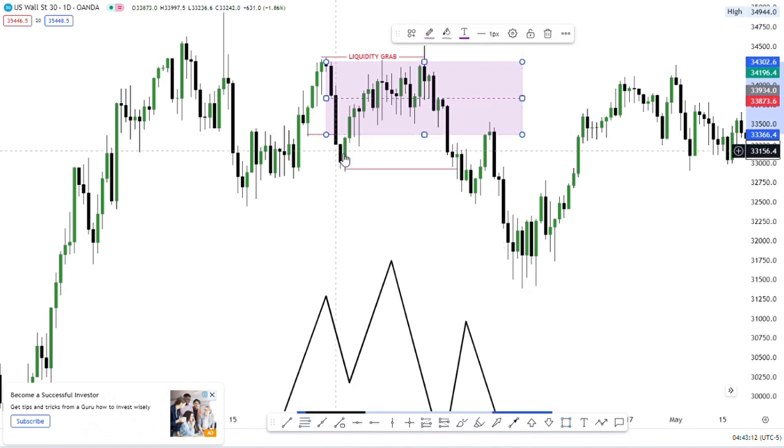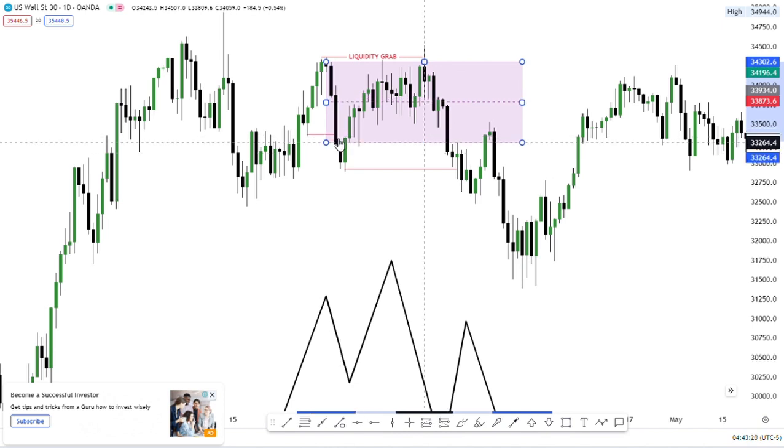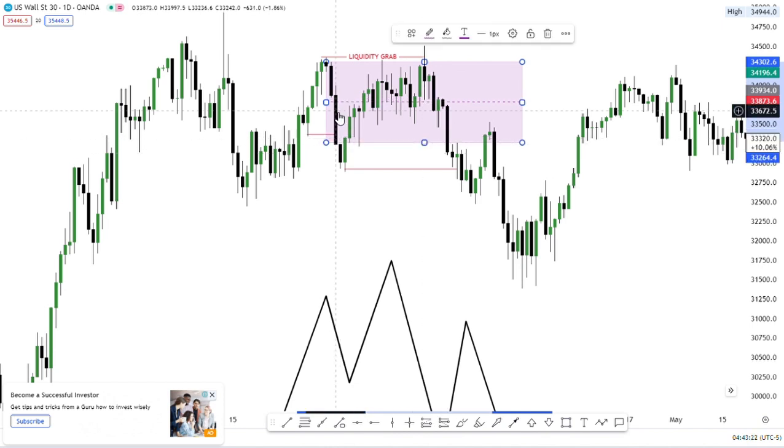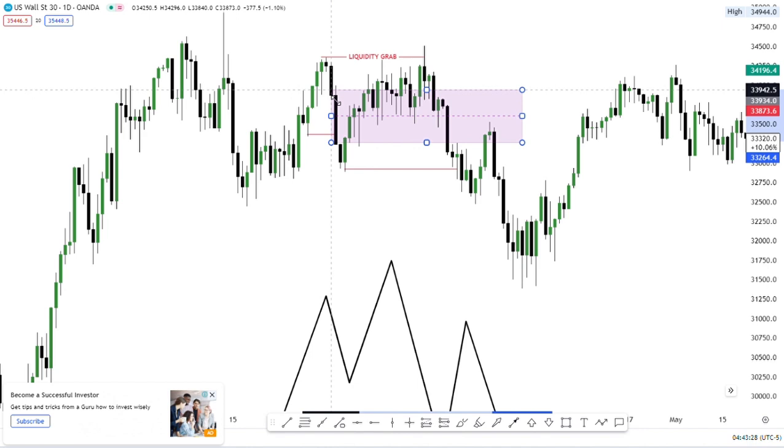You can use the candle that is responsible for this break of structure. So if you want to refine it further, you can come and use it here.